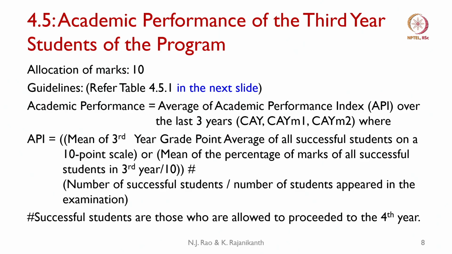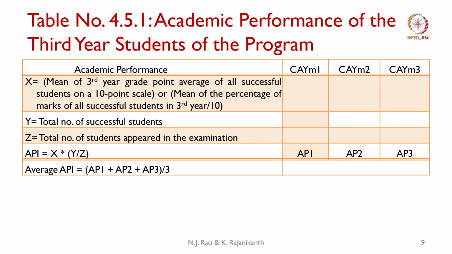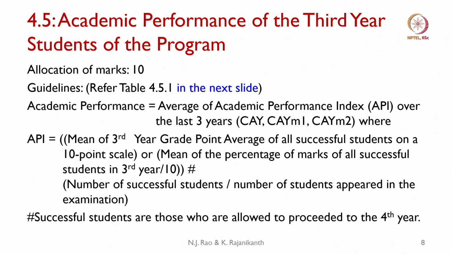Again, 10 marks are allocated. The data is provided as in the earlier case: the mean grade point average or mean percentage divided by 10, that is X. Y is the total number of successful students. Z is the total number of students who appeared in the examination. APA is X multiplied by the ratio Y by Z. Absolutely the same, except that now we are talking of third year students. And again, the successful students are those who are allowed to proceed to the fourth year.